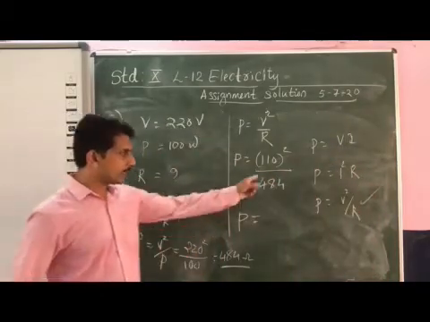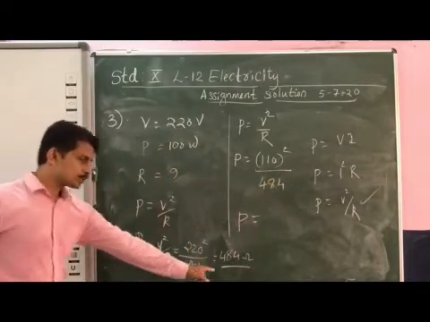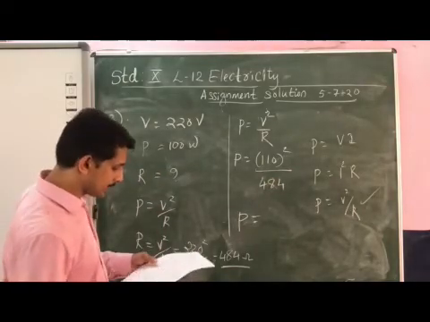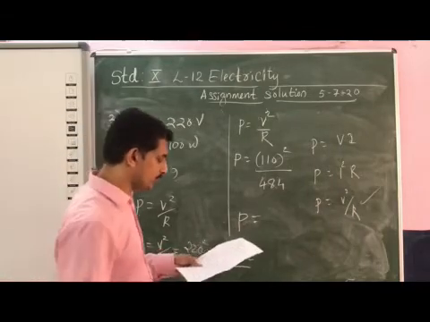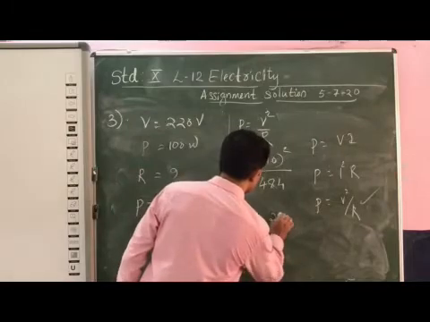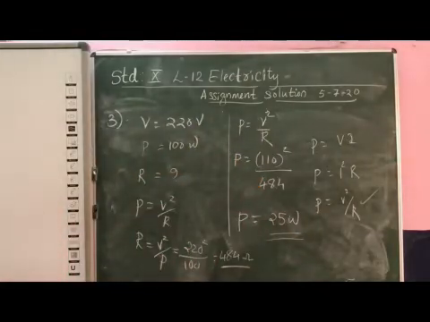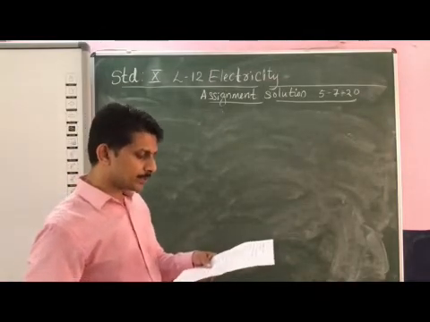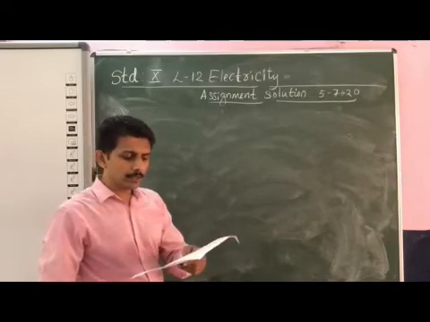Because in the second case it is operated on 110 volt, so 110 square divided by the resistance of the bulb, which we know is 484. So you can calculate the power consumed. What is the answer in this case? The option given is approximately 25 watt. So the answer is 25 watt. This is the power consumed by this bulb.